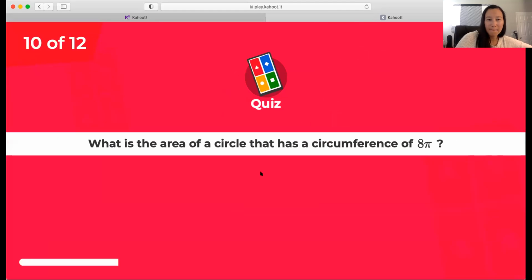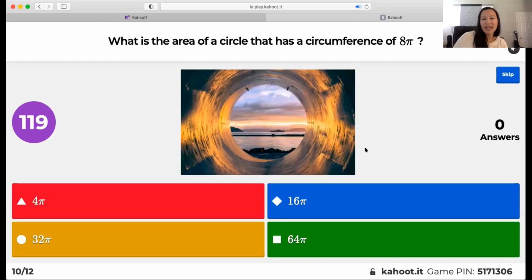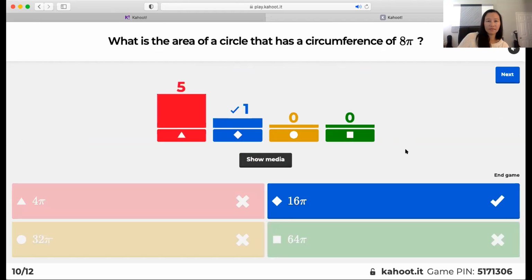All right. Find the area of a circle that has a circumference of 8 pi. Oh, very good. Someone got 16 pi.